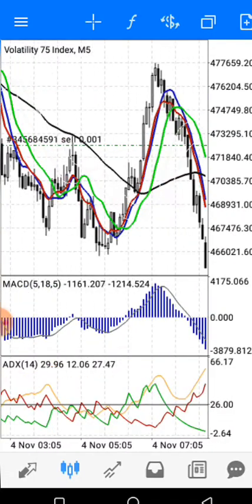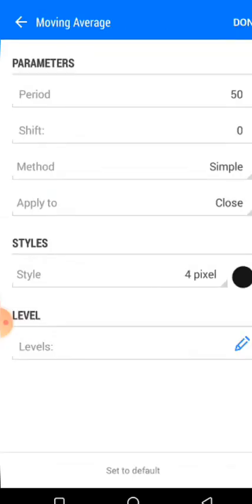Then the third moving average is moving average 50. I told you that this 50 moving average is for the trend, to know whether the market is in an uptrend or a downtrend. So we are using moving average period 50, shift 0, method simple, apply to close. Style should be 4 pixel also, and we are using black.